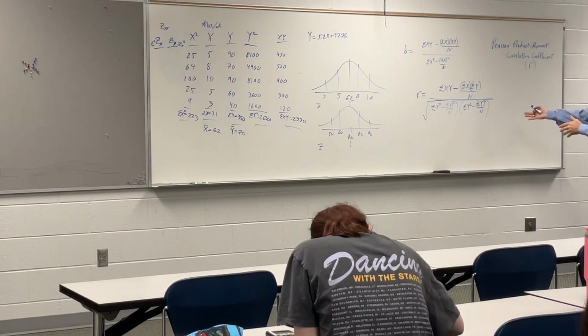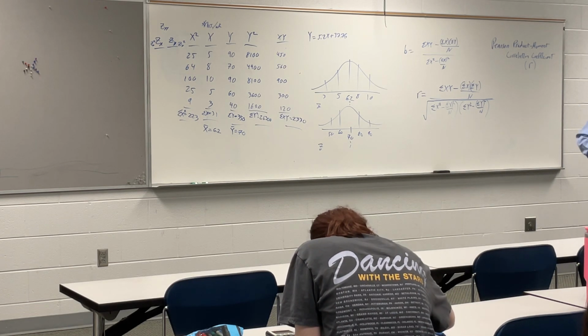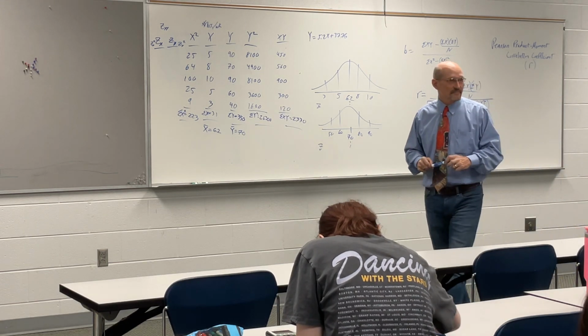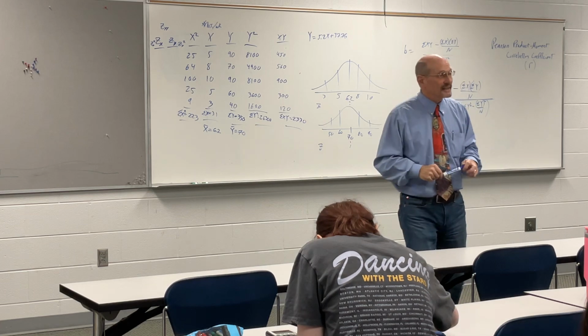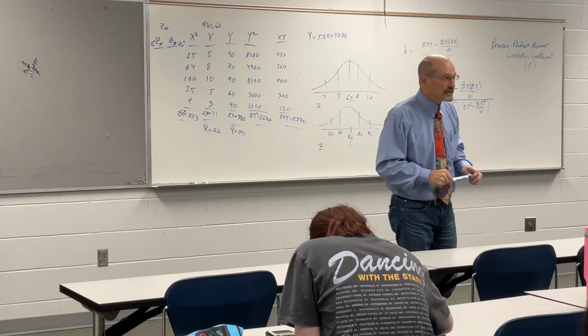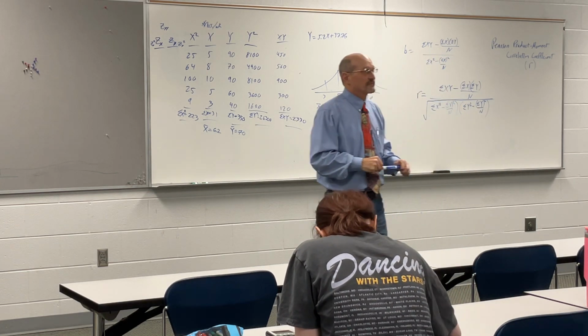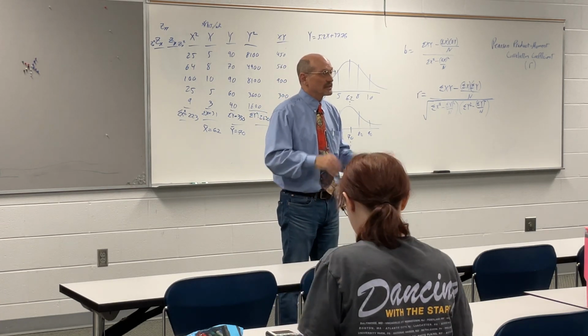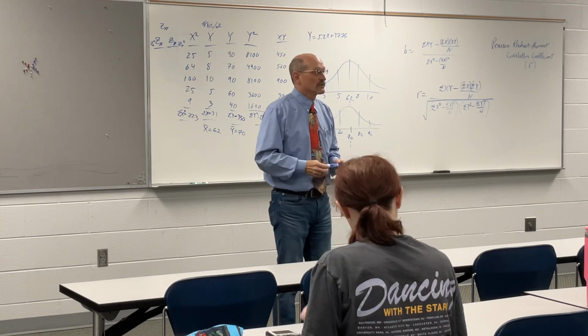I will give you this equation on the exam. How will we know if we're looking for R or B? B is a slope, part of a linear regression; R is a correlation coefficient. It's going to say that in the question. The question will be something along the lines of, what is the degree of association between these two variables?